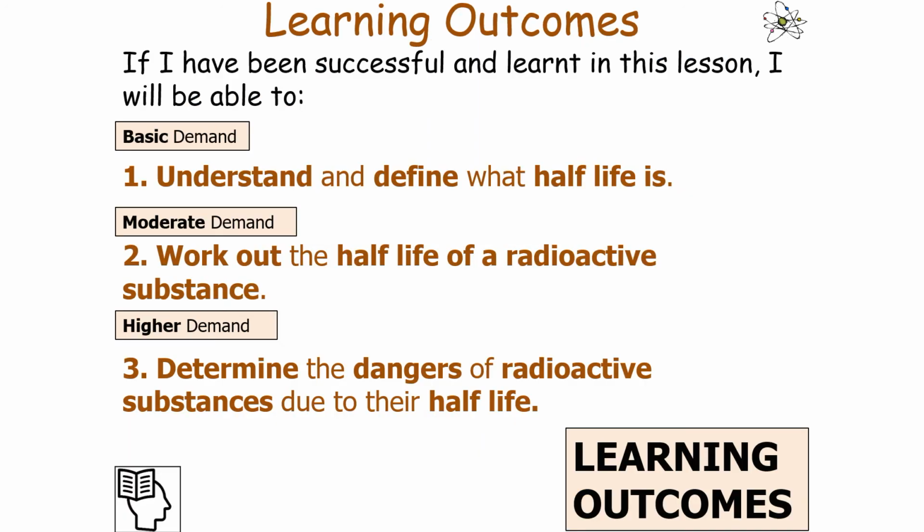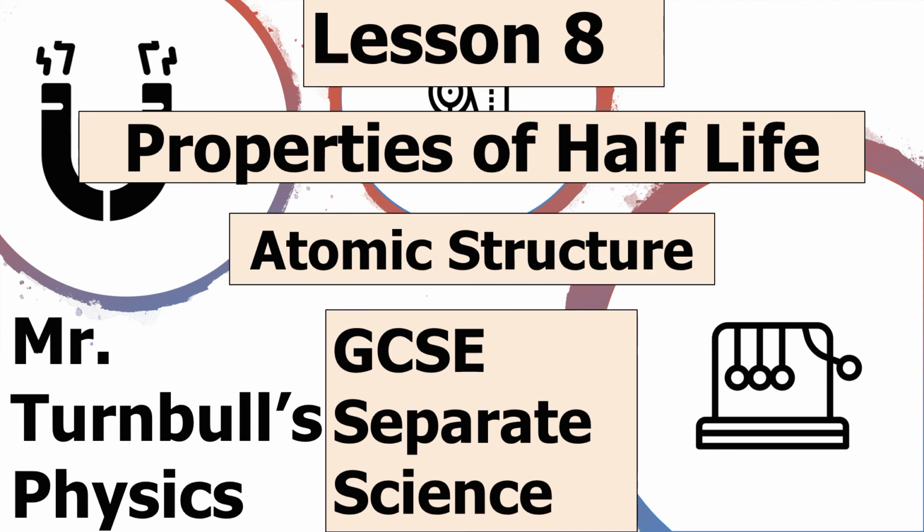So if you've been successful and learnt in today's lesson, you should be able to understand and define what half-life is, work out the half-life of a radioactive isotope, and finally determine the dangers of radioactive substances due to their half-life. So I hope you've enjoyed today's lesson on the properties of half-life, which is part of the atomic structure topic in GCSE Separate Science Physics.